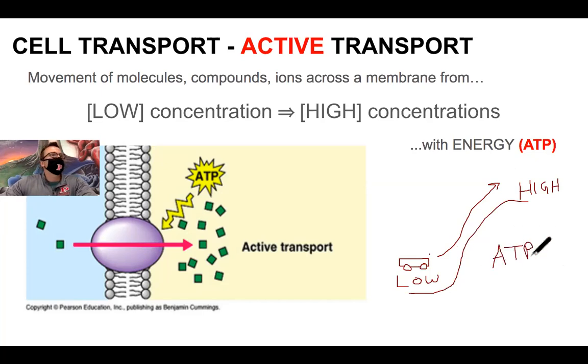You can think of ATP like a battery, right? And this little battery molecule gets charged up by the mitochondria, and then it can be used to provide energy for these different processes. Now, how are you going to recognize when things are active? If it looks like the cell is working hard to do it, then it's probably active.